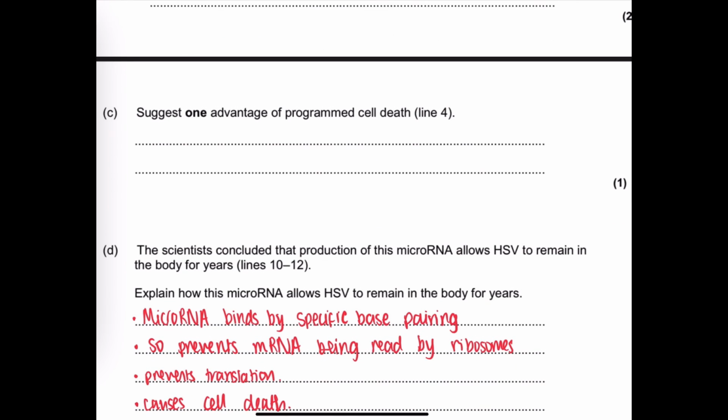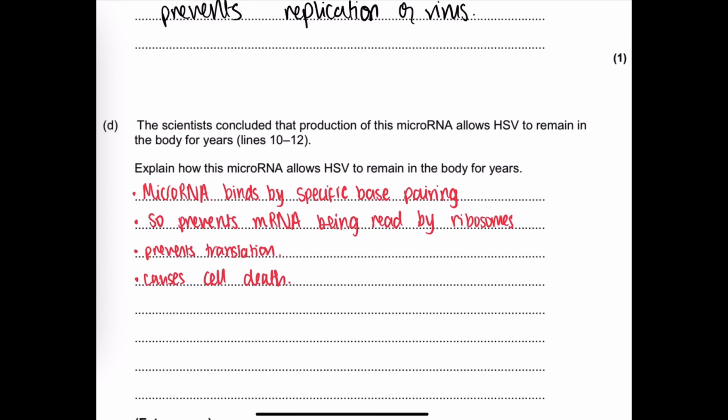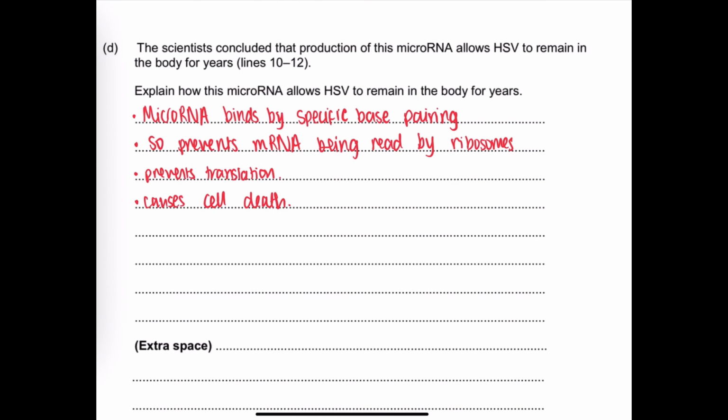C, suggest one advantage of programmed cell death. This basically just prevents replication of viruses, which is good because that means you can be unaffected and you won't get the cold sores that they described. The scientists concluded that the production of this microRNA allows HSV to remain in the body for years. Explain how microRNA allows it to remain in the body for years.